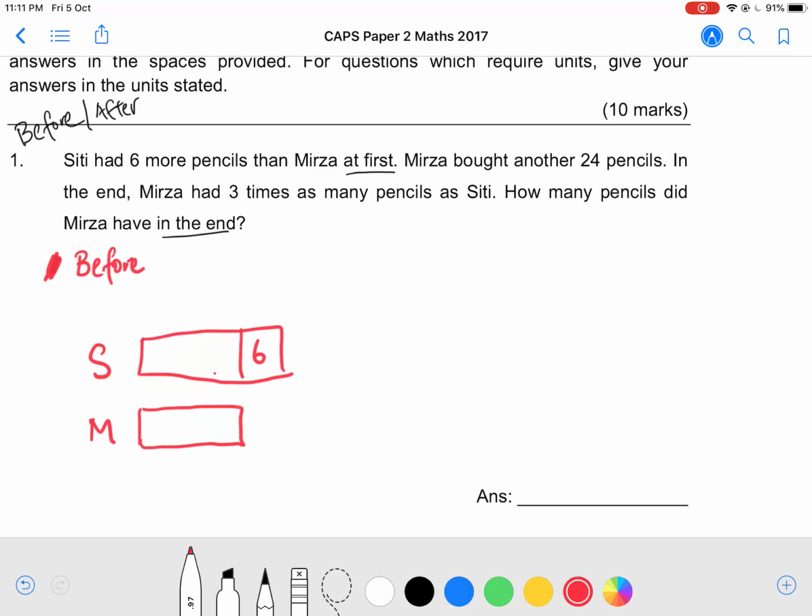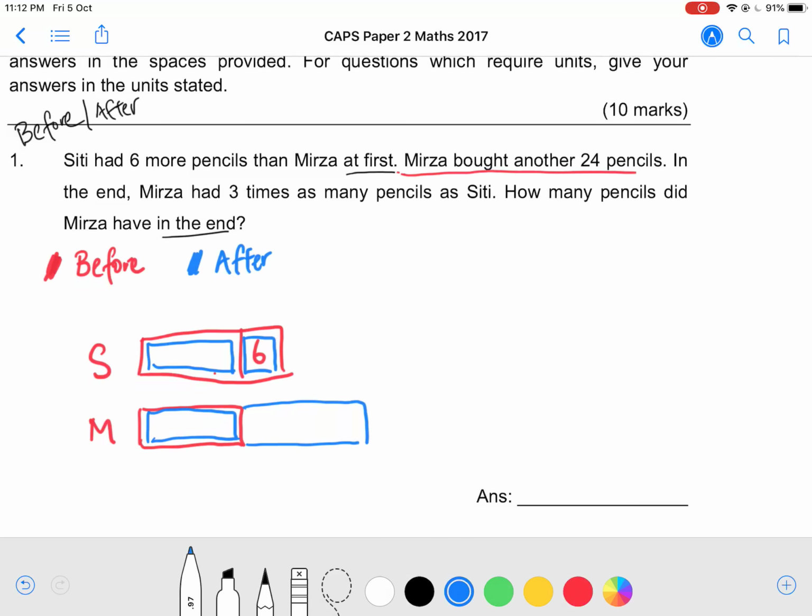Alright, now what happens? The story carries on. Mirza bought another 24 pencils. So we are going to have another color that says after. And when you buy 24 more pencils, your bar is going to get longer, right? So Mirza is going to be buying 24. And interestingly, City didn't buy anything. So for City, it is the same units like that. Whereas for Mirza, in the end, he has what he had originally, and he has bought another 24.